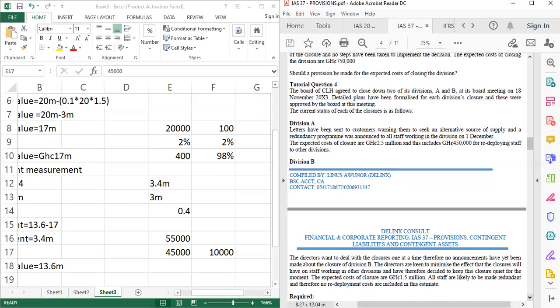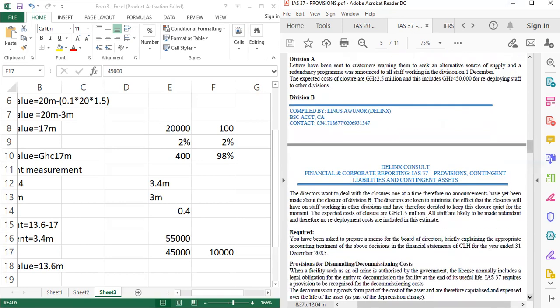This is about restructuring provision. The only way that you can answer the question is to ask yourself the question given to you.